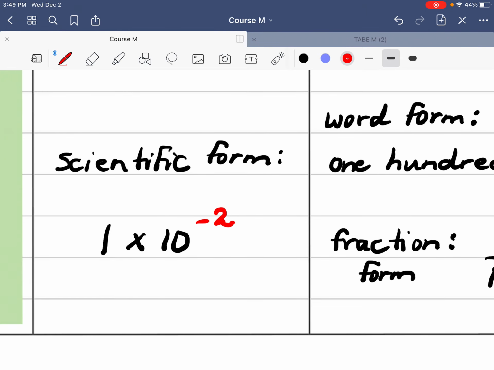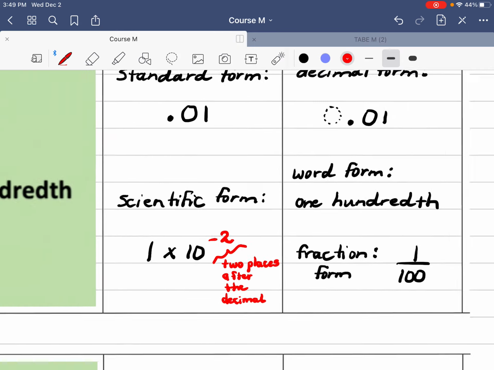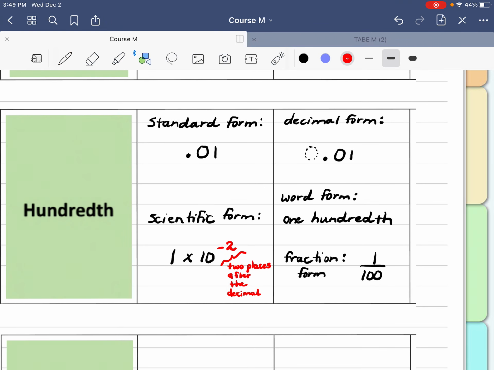And let's write that. 2 places after the decimal. So you have all of your forms, including word form. Word form helps you get the fraction, or it helped me. If I could see word form, then my fraction was much easier for me to write.